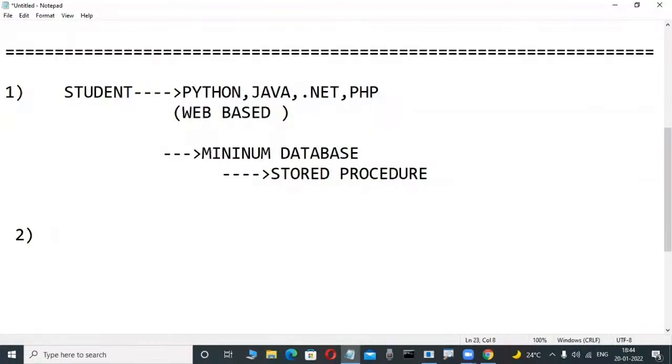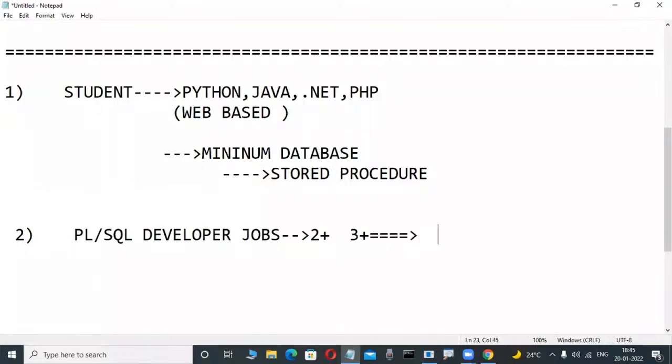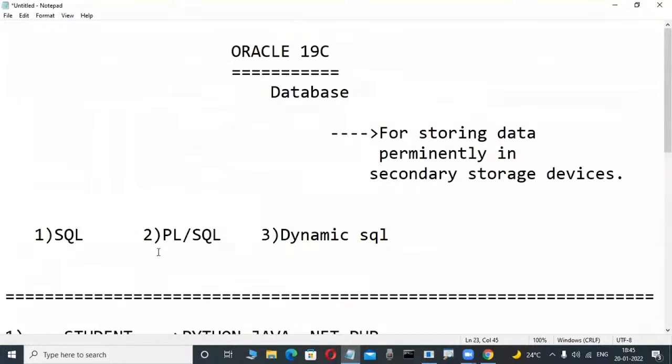Then those persons are applying to companies. PLSQL developer jobs are there without any knowledge of Java, .NET, or front end. Maybe a non-technical person without very good programming skills. Then PLSQL developer jobs are there. Maybe a 2 or 3 year gap is there. Those persons are in our course only. They are applying for this course, learning only for the purpose of becoming a PLSQL developer.